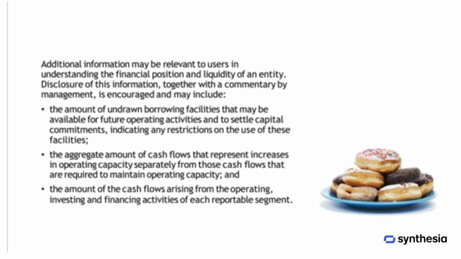Additional information may be relevant to users in understanding the financial position and liquidity of an entity. Disclosure of this information, together with a commentary by management, is encouraged and may include the amount of undrawn borrowing facilities that may be available for future operating activities and to settle capital commitments, indicating any restrictions on the use of these facilities, the aggregate amount of cash flows that represent increases in operating capacity separately from those cash flows that are required to maintain operating capacity, and the amount of the cash flows arising from the operating, investing, and financing activities of each reportable segment.